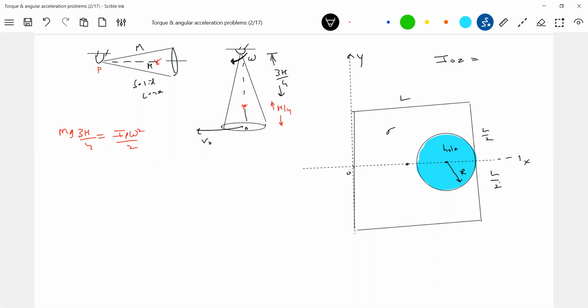Again, like the center of mass, we have brought it. First we'll calculate the moment of inertia of the square plate, then that of the circular disc, then we'll subtract. We'll get the required answer. So what is the total moment of inertia I_OZ? This I_OZ should be equal to the moment of inertia I_OZ of the plate plus the moment of inertia about the axis passing through and perpendicular to the plane of the hole.